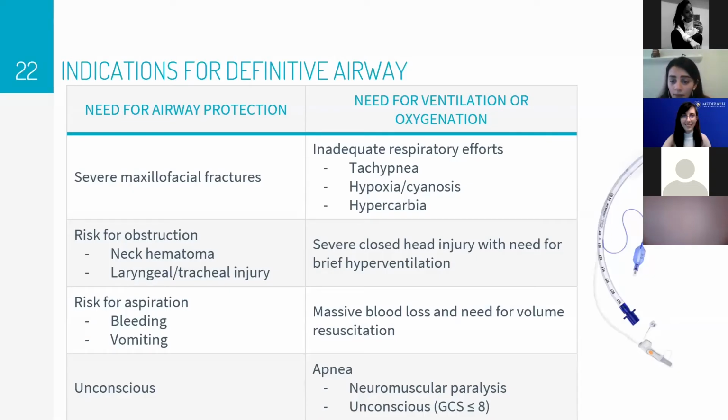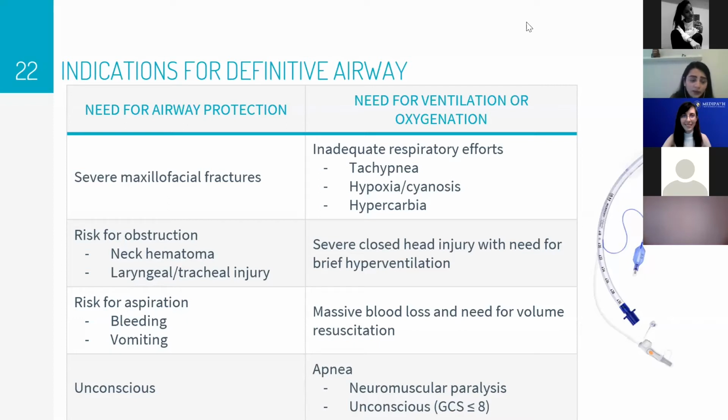Okay, so we're still on A of our primary survey, and we're going to talk about reasons to intubate a patient. Really, this is an advanced skill, knowing when to intubate someone, but it's important to know at least the book reasons, or the main reasons, that you would need to obtain a definitive airway. So you can split that into need for airway protection and need for ventilation or oxygenation.